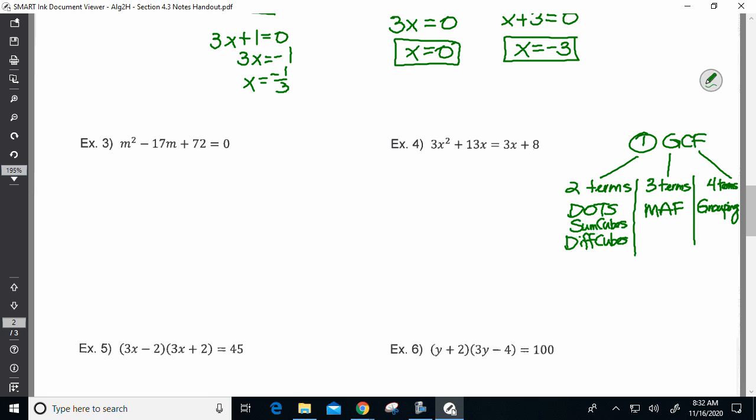So, for example 3, m squared minus 17m plus 72, there's no greatest common factor. So we had 3 terms, that's MAF. So the M, first and last number, 72. A is the middle number, negative 17. So we need 2 numbers that multiply to 72 and add up to negative 17. What do we use?